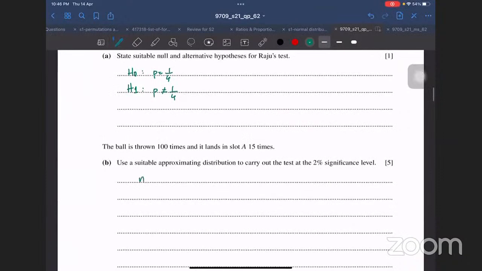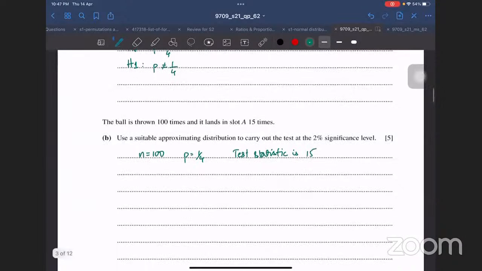It says the ball is thrown 100 times. The probability of success is 1 over 4, and it lands in slot A, so the test statistic is 15. Use a suitable approximating distribution. So what I'm going to calculate is the probability of X less than or equal to 15. Although this is a two-tailed test, I'm just going to test the lower tail and see if this is 1% on both ends, right?